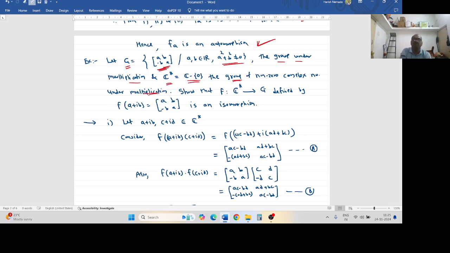So here the function is defined as f from C star to G. C star is the set of all non-zero complex numbers. Defined by f of the non-zero complex number a plus ib is equal to this matrix [a, b; minus b, a]. It is an isomorphism, so that we have to show. So here we show this map is a homomorphism, which is 1-1 and onto.